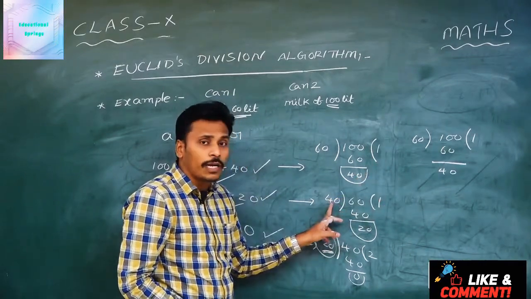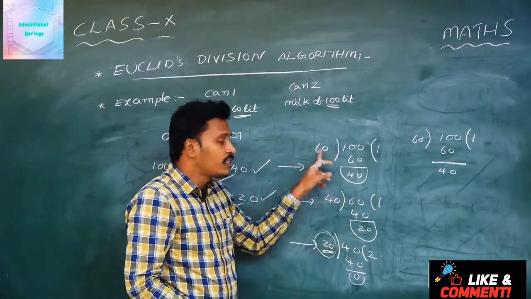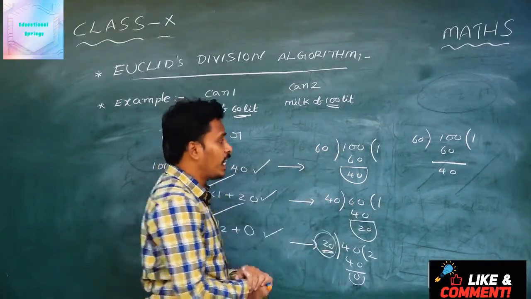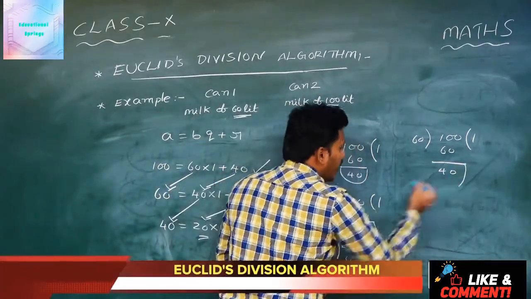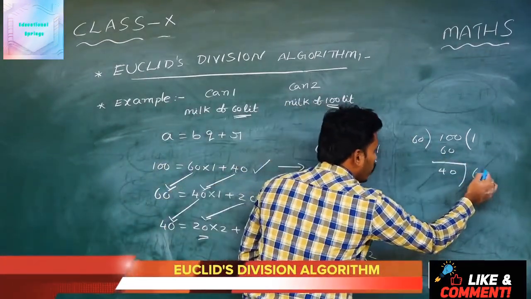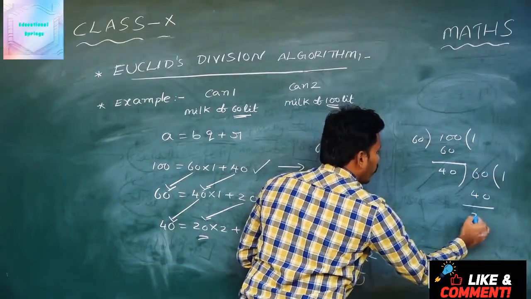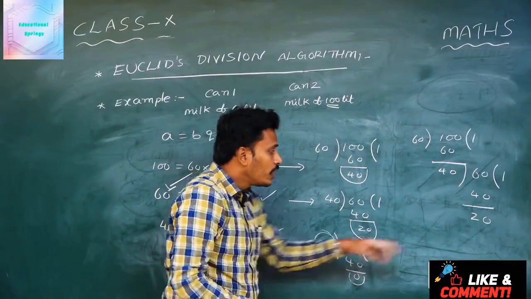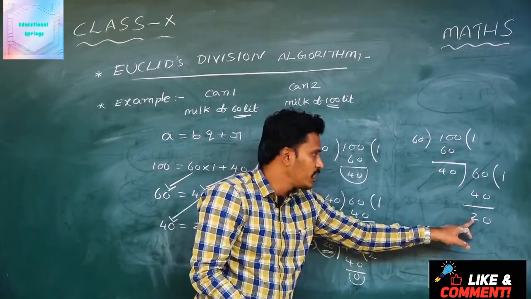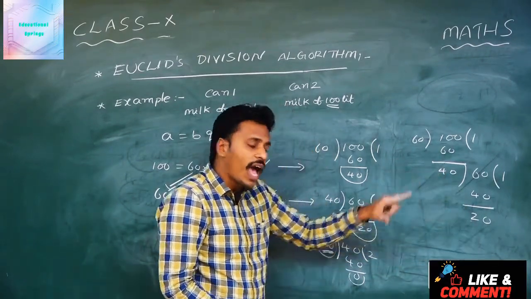See, 40 will become what? Divisor. This 60 is the dividend for the second division. So, take this 40 as the divisor and write 60 here, and you continue. 40 once is 40, you are left with 20. And now, this remainder is the divisor, and you need to take this 40 as the dividend.